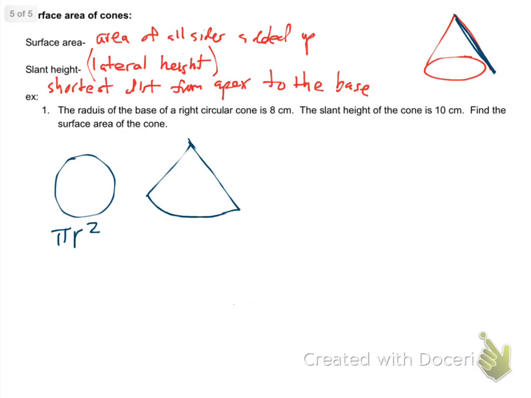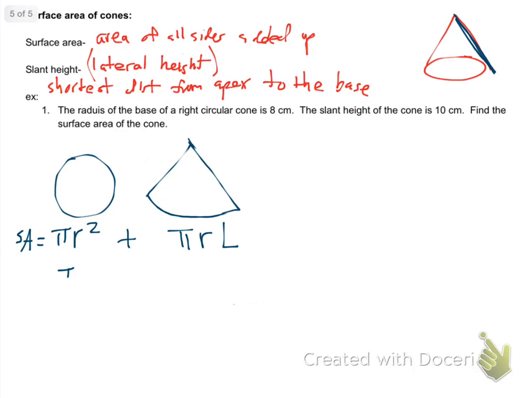So that's what it forms. Now, we didn't talk about the surface area of that. That actually is pi times the radius times L. And L stands for the lateral height, or slant height. Add those together, you get the surface area, SA, of a cone.